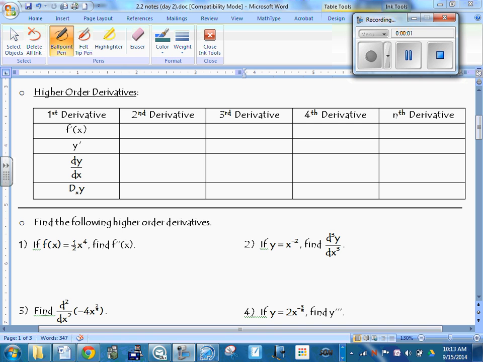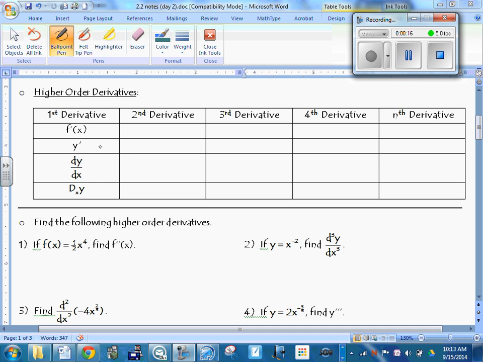So with derivatives, we talk about higher order derivatives. We may look at the second or third or even fourth or fifth derivative. Most of the time, for what we'll be doing, a lot of times only the second derivative, sometimes the third derivative. So each notation is slightly different.